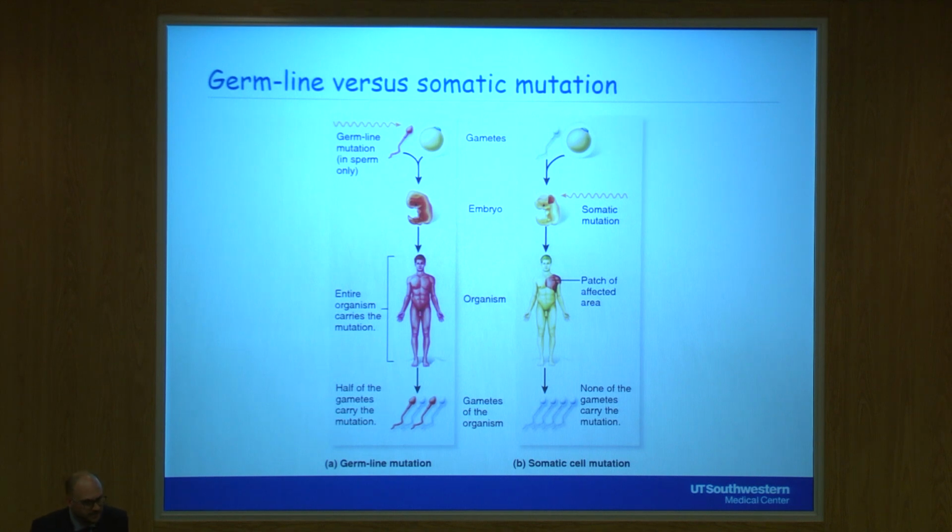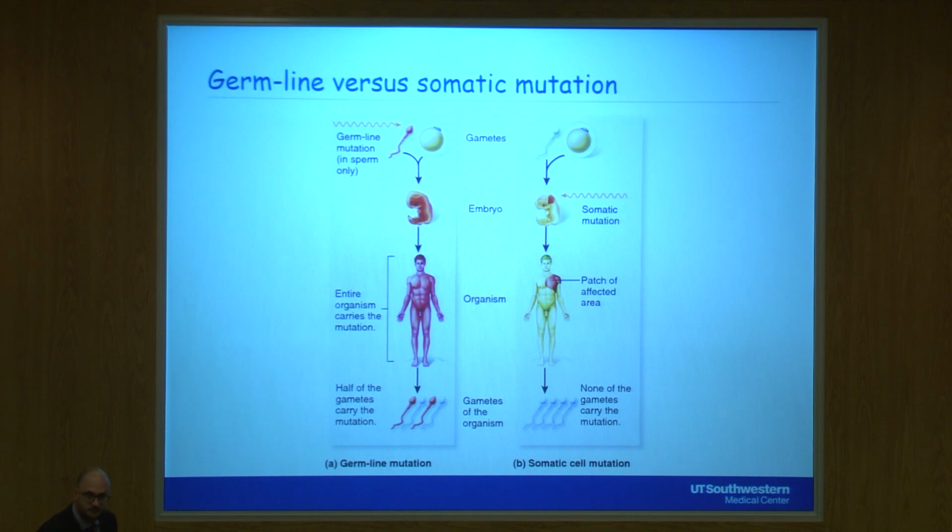The somatic mutation is a mutation that is not present in the sperm or the egg. So in this instance, a mutation randomly occurred during embryonic development. And you see the presence of this red affected tissue in this embryo. This embryo then grew up to be an adult male, and you can see that the mutation is restricted to this affected area of tissue.